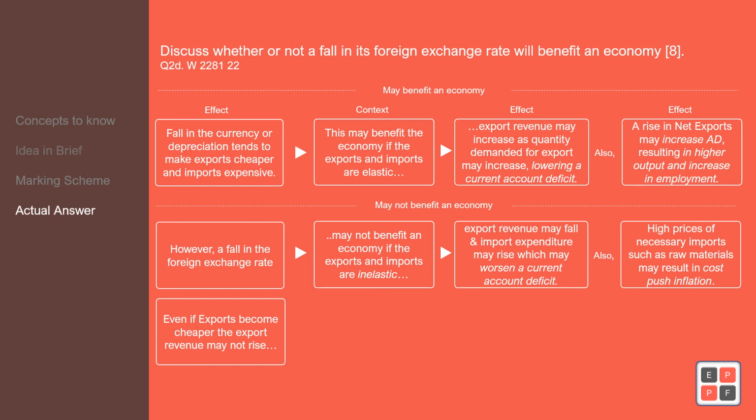You won't buy it if you know that it's a rotten, stinking, smelly product, a bad product. So the exports of a country may not rise even if they are cheap when they are of inferior quality. So if the exports are of inferior quality or are relatively unknown, people are not going to buy it even if they are available at a cheap price or at a cheap rate. So exports may not rise and it may not benefit an economy in such a circumstance.